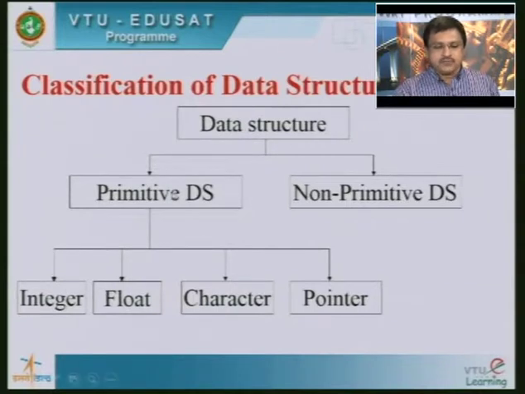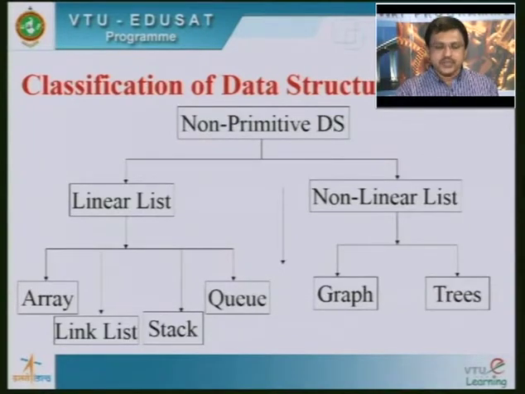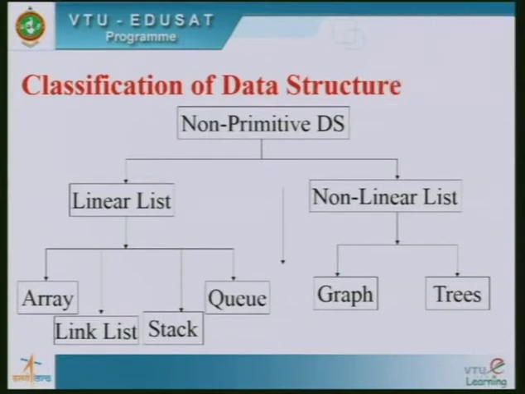So, data structures can be broadly classified as primitive data structures and non-primitive data structures. Under primitive data structures, we have integers, floats, characters, pointers. There may be a few more things. Under non-primitive data structures, you have basically lists: linear lists and non-linear lists. In the linear lists, we have arrays, linked lists, stacks and queues, which we are going to see. Arrays are the ones that you have already seen. Under non-linear lists, there are graphs and trees. We will quickly look at both of them.